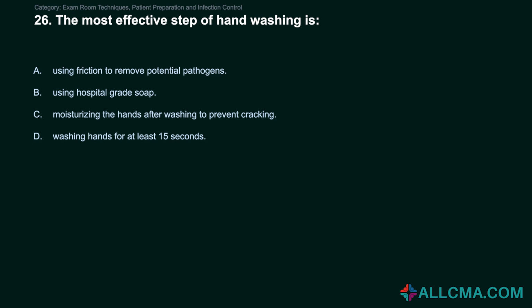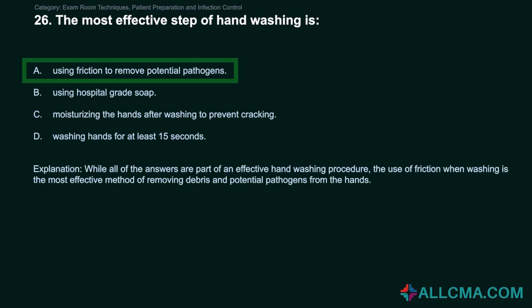26. The most effective step of hand washing is A. Using friction to remove potential pathogens. B. Using hospital-grade soap. C. Moisturizing the hands after washing to prevent cracking. D. Washing hands for at least 15 seconds. Correct answer: using friction to remove potential pathogens. While all of the answers are part of an effective hand washing procedure, the use of friction when washing is the most effective method of removing debris and potential pathogens from the hands.